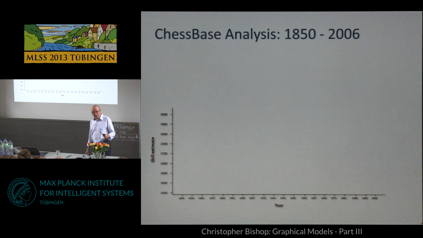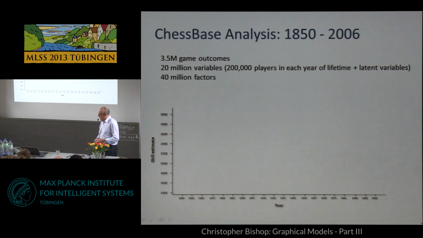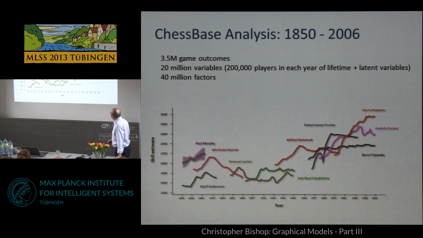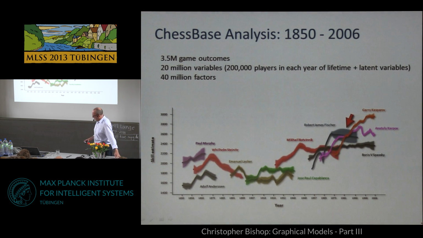And then, very last view graph, which is to answer the question, whoever it was back there who asked me about chess. So again, colleagues of mine have taken historical chess data. You maybe can't read this. This is going from 1850 up to 2006. And 3.5 million game outcomes, 20 million variables, 200,000 players, 40 million factors in the factor graph. And I'll just fast forward. And this is a subset of the players, various famous players, Paul Morphy and Kasparov and Karpov and Spassky. And this is how their TrueSkill means and variances have evolved through time.